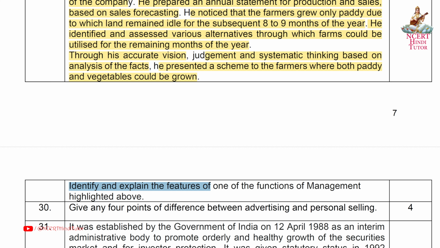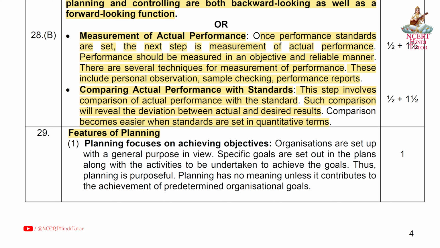Identify and explain the features of one of the functions of management highlighted above. Answer: features of planning. First, planning focuses on achieving objectives. Organizations are set up with a general purpose in view. Specific goals are set out in the plans along with the activities to be undertaken to achieve the goals. Thus, planning is purposeful. Planning has no meaning unless it contributes to the achievement of predetermined organizational goals.